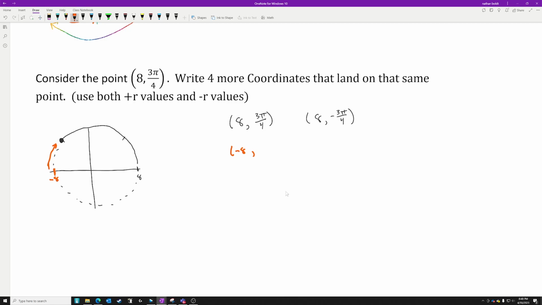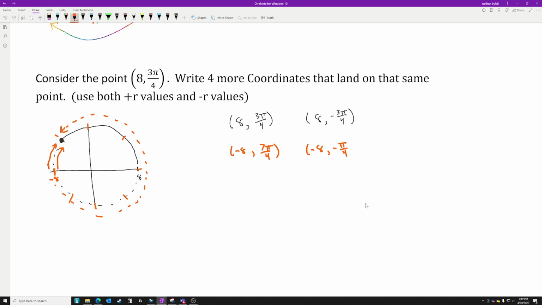which would be, let me do positive first. Let me come around this way first, keeping it positive. How many pi over 4s is that? 1, 2, 3, 4, 5, 6, 7 pi over 4. And then my last one is negative 8 comma, and this time I'm going to go backwards this way, which would be negative pi over 4. That way. And there are my 4 distinct points.